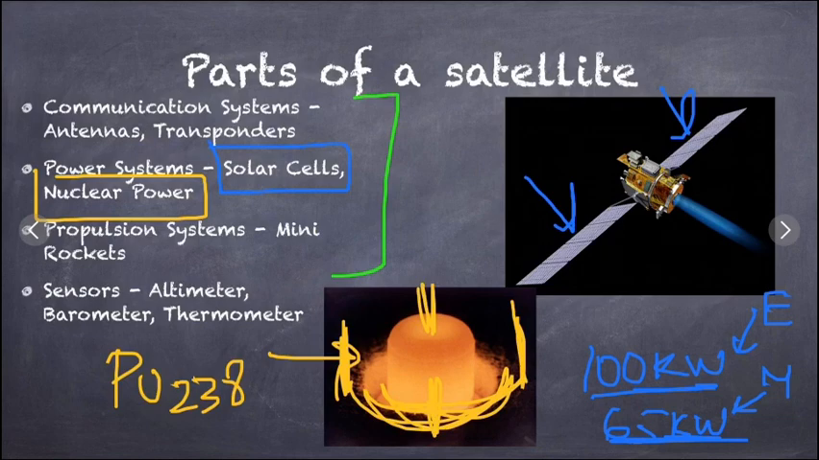There are two basic ways in which power can be provided to the satellite. Those are using solar cells, and using nuclear power.